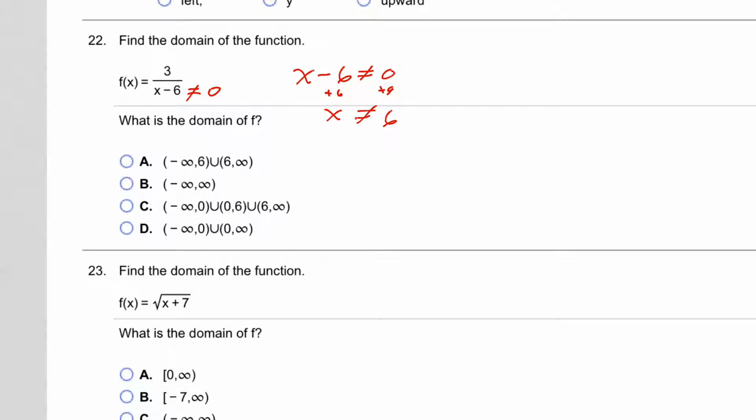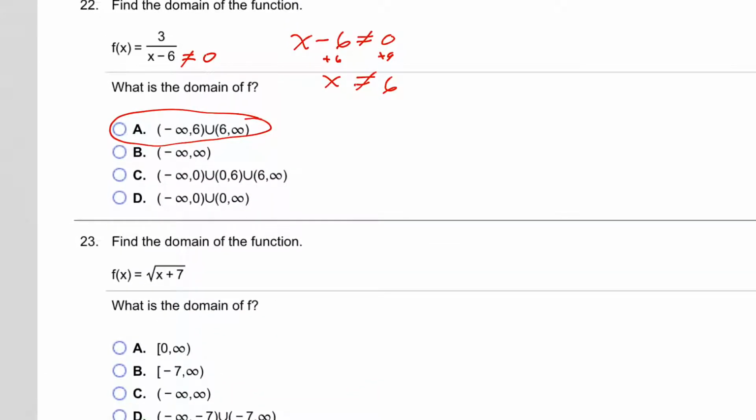Okay, so we need to find the expression that talks about going up to the 6 and then having another part from the 6 to the other side, and that would be this one. So the visual of that would be something like an open circle, and you have the left side and the right side.